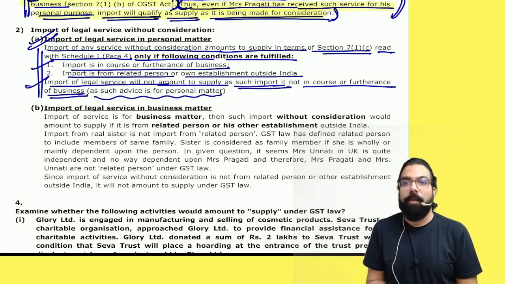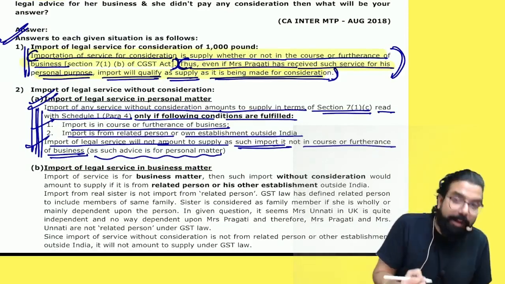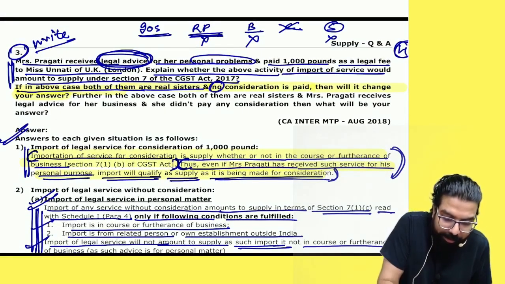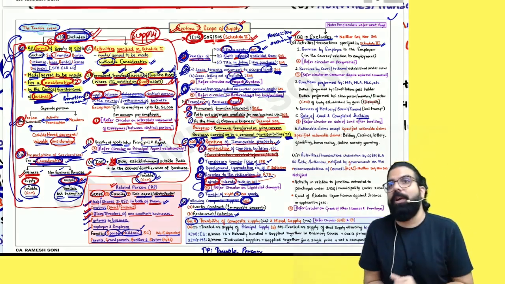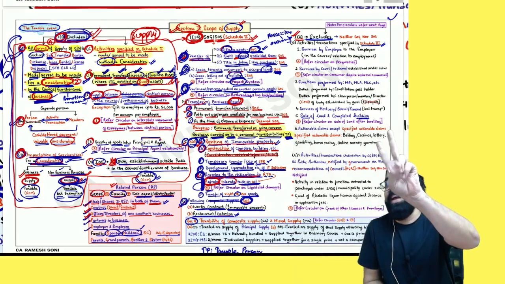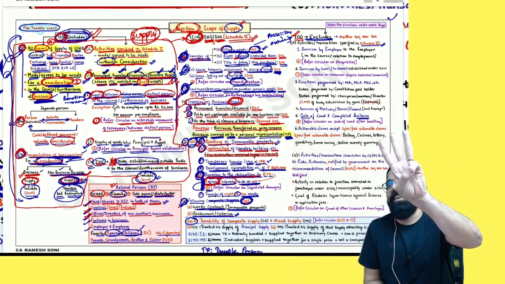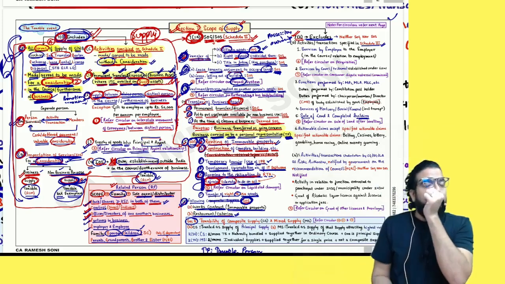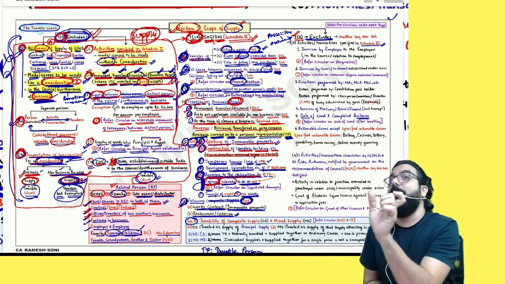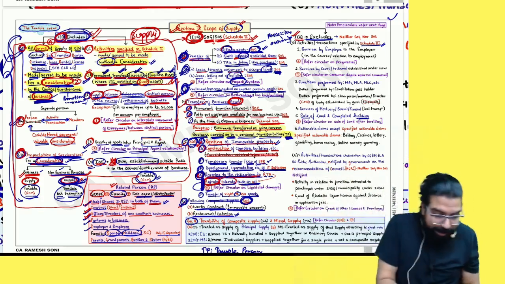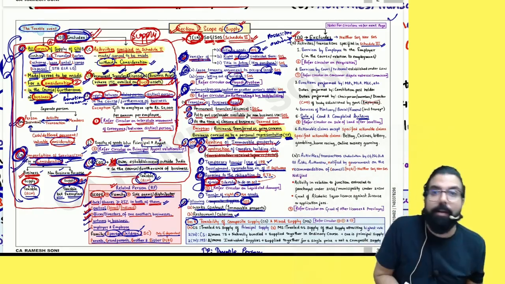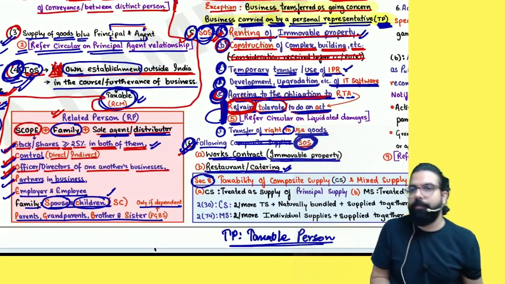No, that is wrong. You can't write 71A here, because it is telling if both of them are real sisters, no consideration. 71A never comes without consideration. 71A, AA and B, consideration is mandatory. Violation of 71A you can't write because it is importation of service, and for import this is the specific provision. So either you can write this one or you can write this one. Clear?